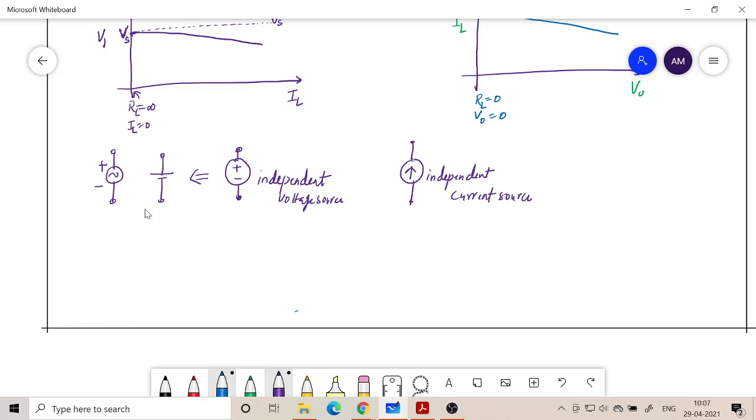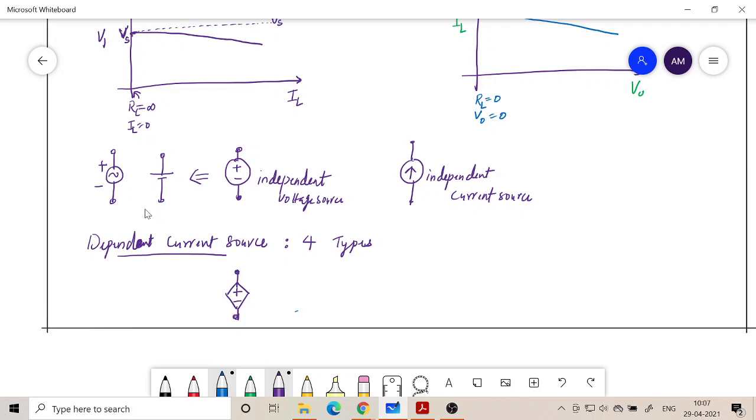But now coming to the dependent sources. Dependent sources are of 4 types. There are 4 types. If it's a voltage source, we will use this plus minus, and we put a diamond shape. So it's a dependent voltage source.